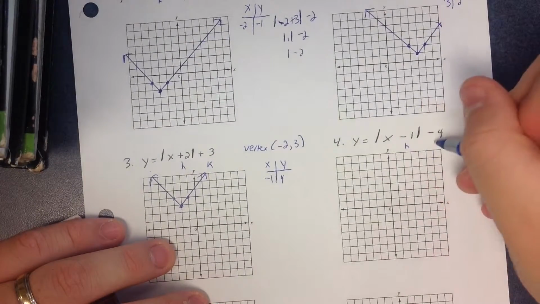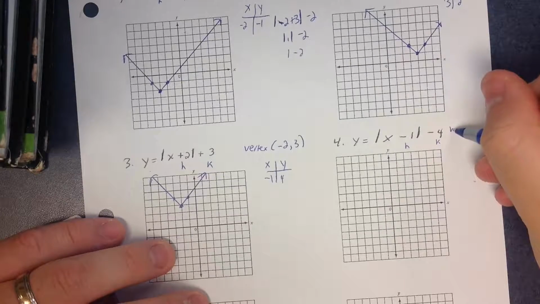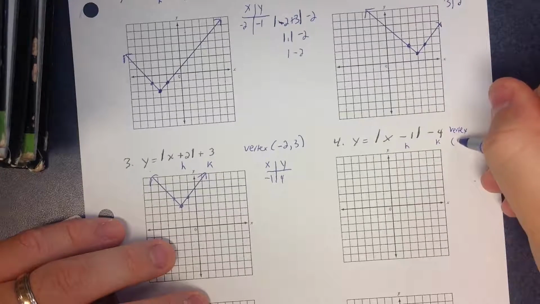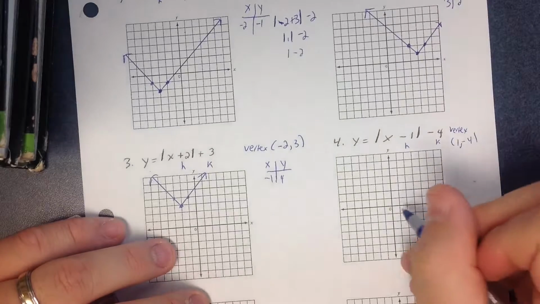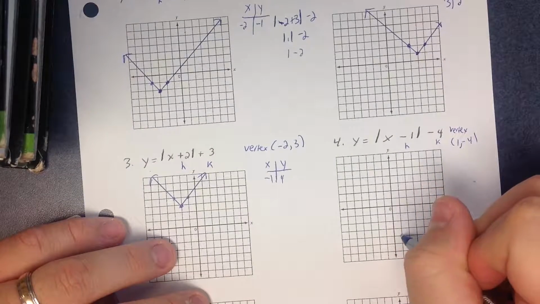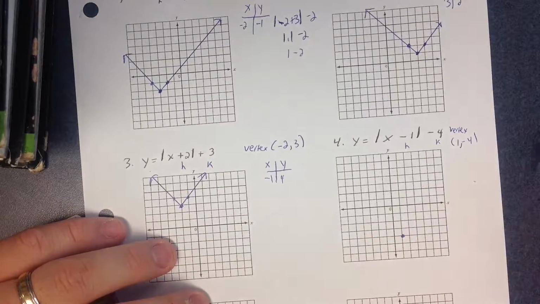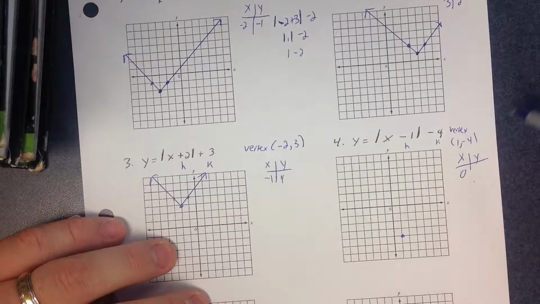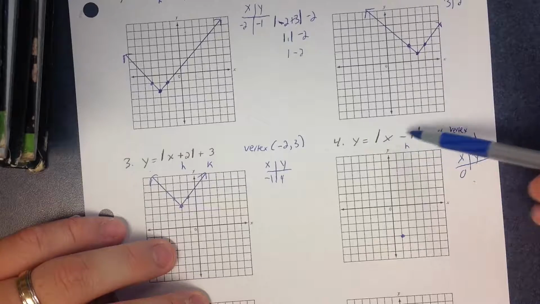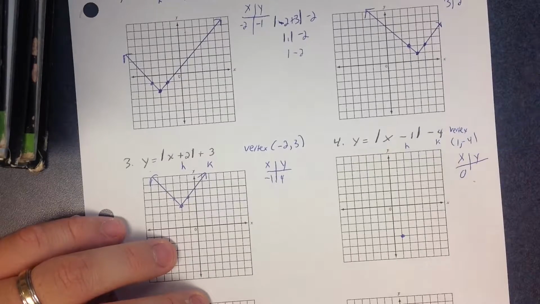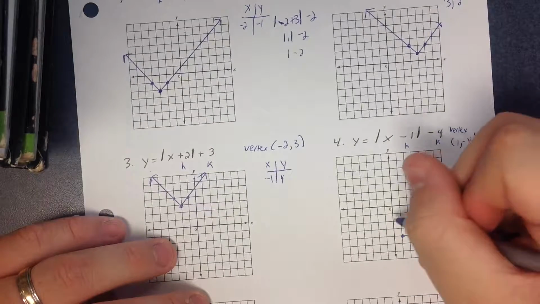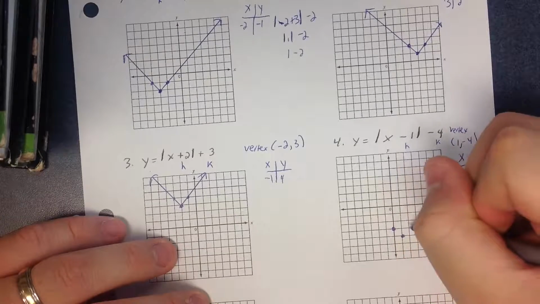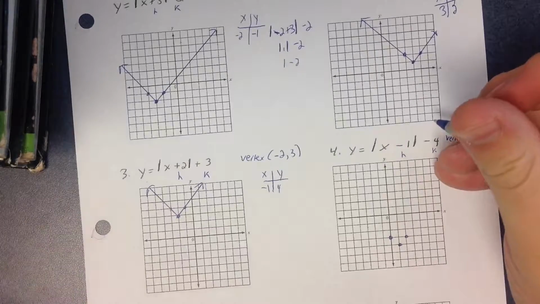So number 4, your vertex would be 1, negative 4. Then I'm just going to put in 0 for x. So 0 minus 1 is negative 1. The absolute value of negative 1 is 1. Minus 4 is negative 3. So we got the point 0, negative 3, and then reflect it over the vertex again.